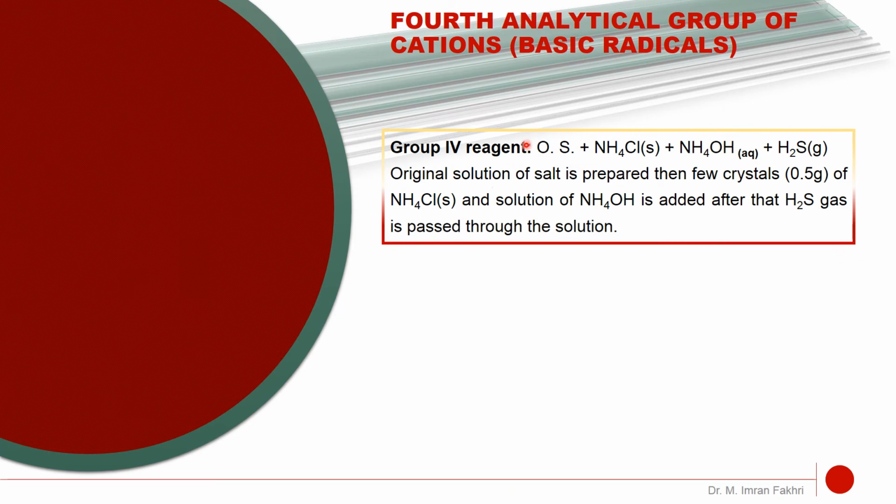For the fourth analytical group of cations, we have to add ammonium chloride and ammonium hydroxide to the original solution. Further, we have to pass hydrogen sulfide gas through that resulting solution. If the fourth group cations are present, precipitation is going to occur. So this means that fourth group cations are there.